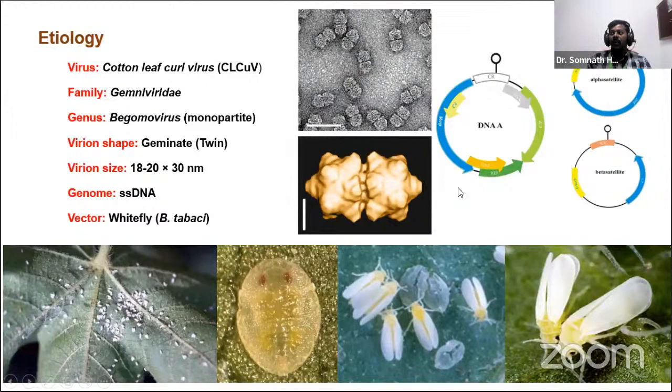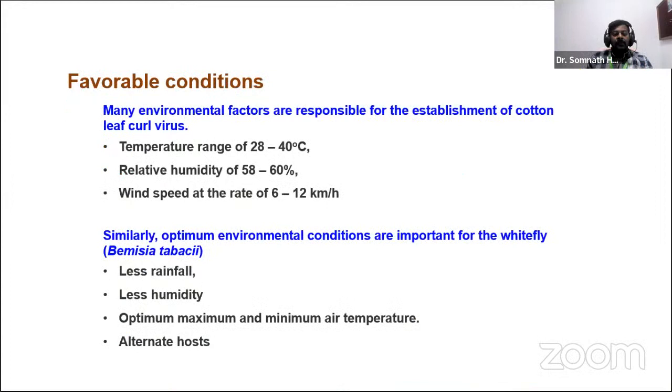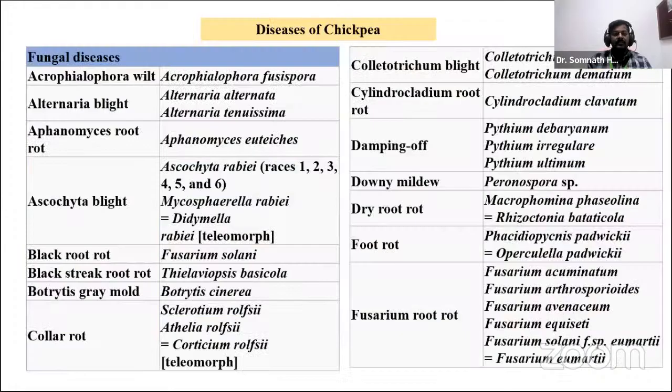So you can see these are the white flies, these are the vectors of the cotton leaf curl virus. The white fly species, Bemisia tabaci, is the known vector of the Begomovirus. So these are the different favorable conditions which are required for the further spread of the disease.